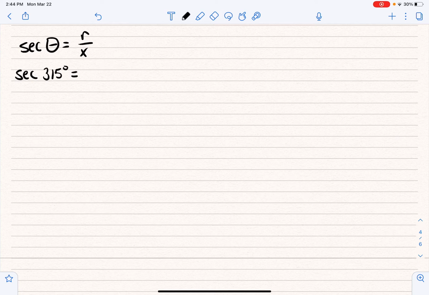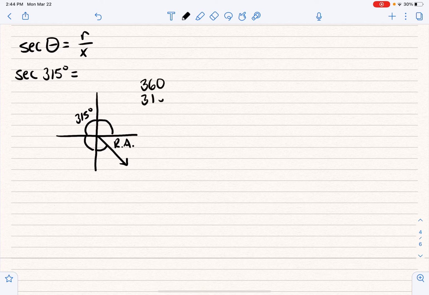And then I have to ask myself, where in the world is 315? Well, you go 90 to get to here, 180 to get to here, 270 to get to here, so it would be about here. Okay, so that's 315 degrees. So what is the reference angle? How far short of 360 is that? If I take 360 and subtract 315, I get 45 degrees. So the reference angle is 45 degrees.